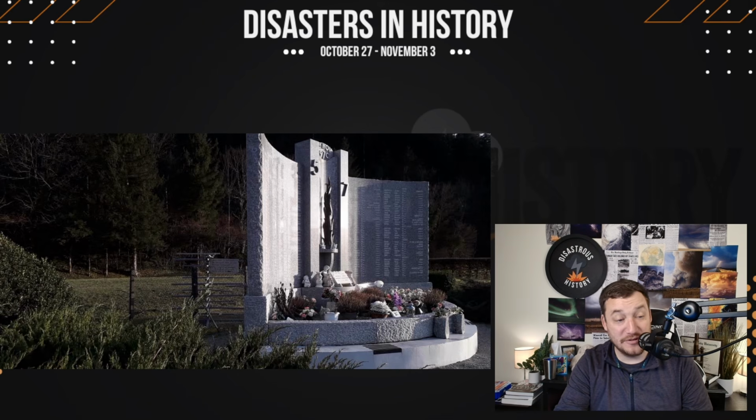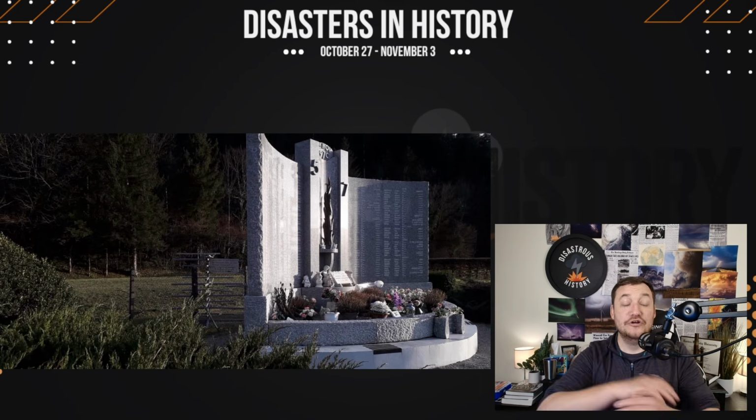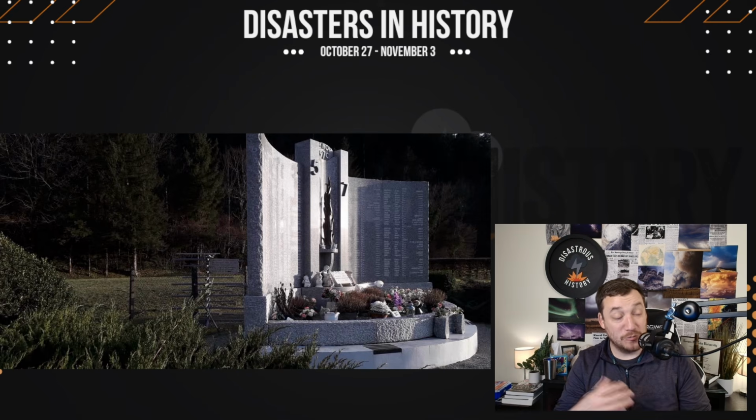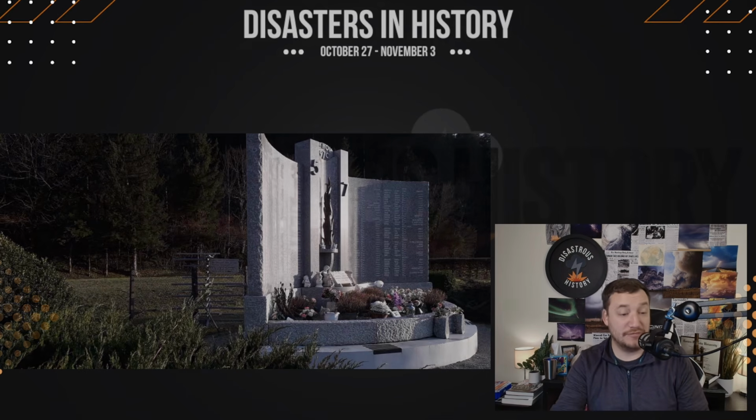Now, in the aftermath of the disaster, there were 3 owners of the club. 2 of the owners died in the fire itself, but the one owner who escaped, Gilbert Boss, would be charged with 146 counts of involuntary manslaughter. He would receive a 2-year suspended sentence, and that would be it. Now, in the aftermath of the fire, there were numerous fire codes that were updated related to nightclubs and its requirements for escape routes throughout France.